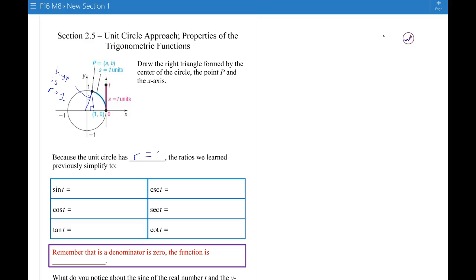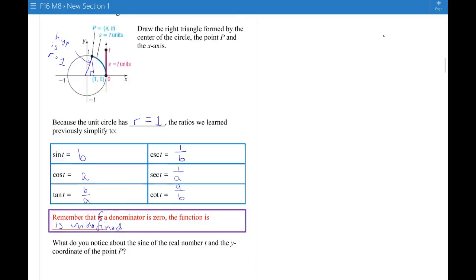Because the unit circle has r equals 1, the ratios we learned previously simplify for points on the unit circle. The sine of the angle is going to be b, and the cosine is going to be a, and tangent is b over a, and then we have the reciprocals. Cosecant t is 1 over b, secant t is 1 over a, and cotangent t is a over b. Remember that if a denominator is 0, the function is undefined. It's going to keep coming up in this class.